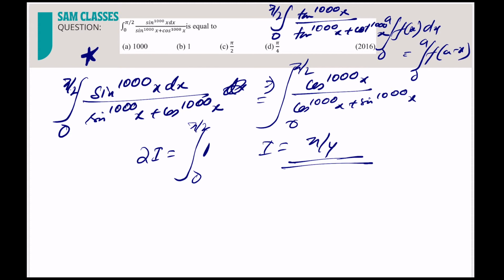So they gave tan, sir. It was very difficult. Same thing, no? Tan of 90 minus theta is what? Cot theta. Cot of 90 minus theta is tan theta. That's it. Added, 2i is equal to 1. That's it. You get the answer.